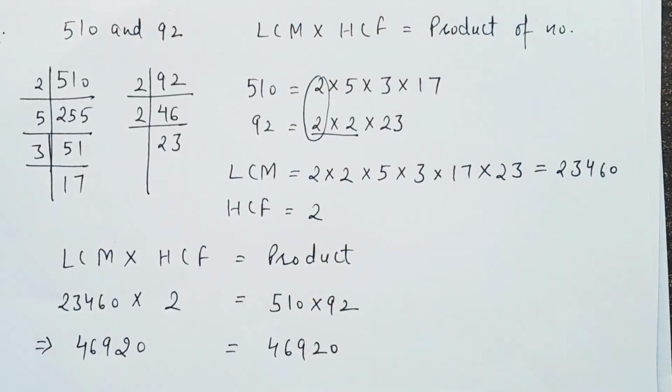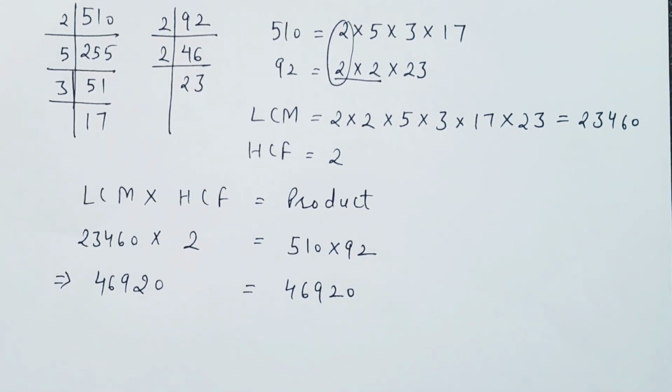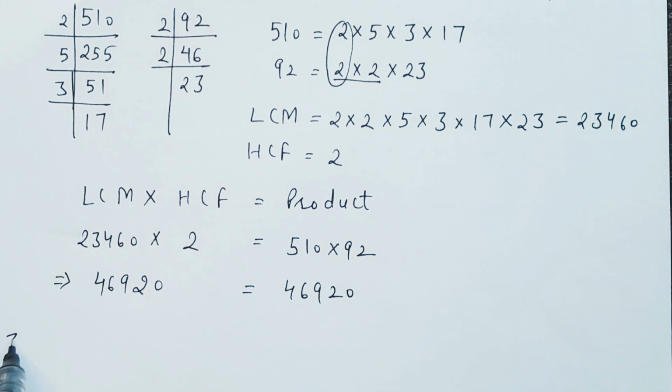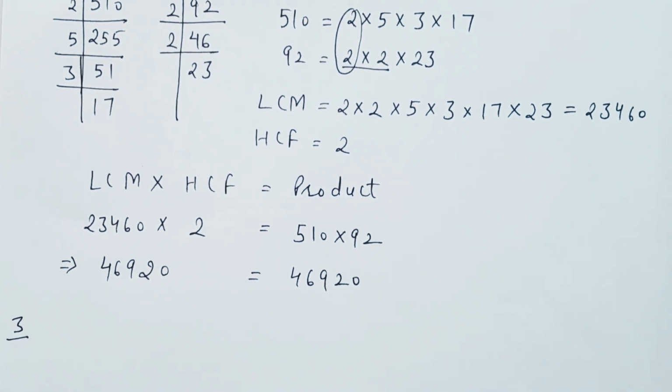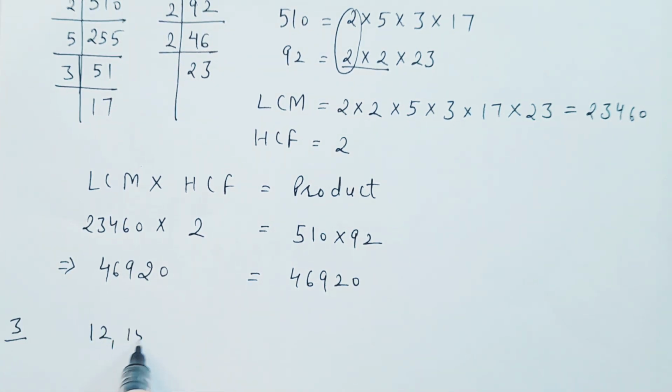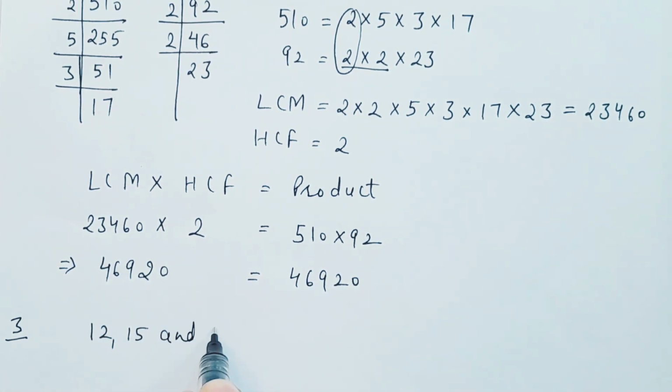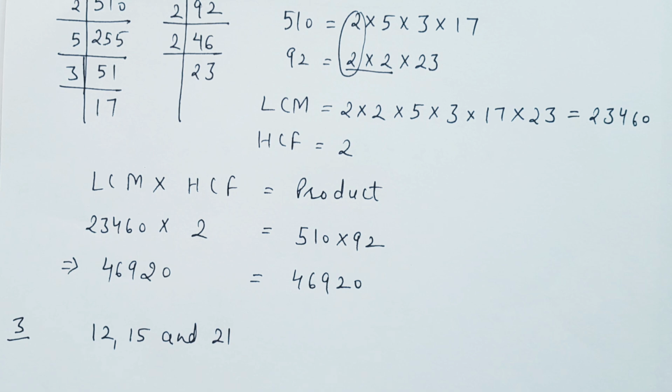Now we can use this method to find the LCM and HCF of 3 numbers, 4 numbers, any number of terms. We can find the LCM and HCF by the prime factorization method. Let's do question number 3 of the NCERT. Find the LCM and HCF of the 3 numbers. Suppose the numbers are 12, 15 and 21. So we need to find their HCF and LCM.